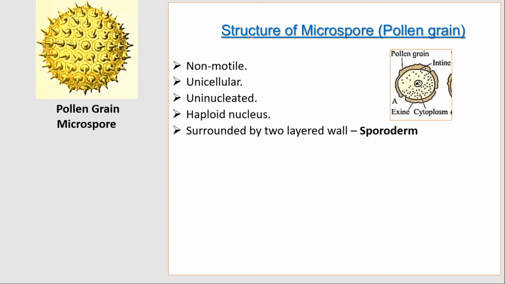Now we will see structure of microspore, that is structure of pollen grain. First of all, the pollen grain is non-motile, unicellular and uninucleated. See here, this is a uninucleated structure. It is haploid. The pollen grain is surrounded by a 2-layered wall, that is outer exine and the inner intine.